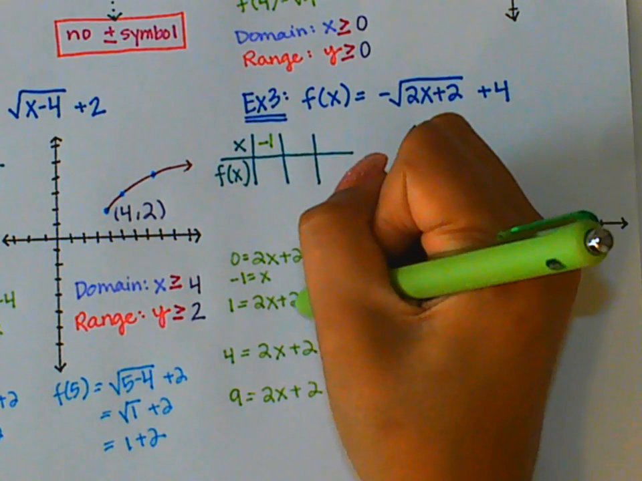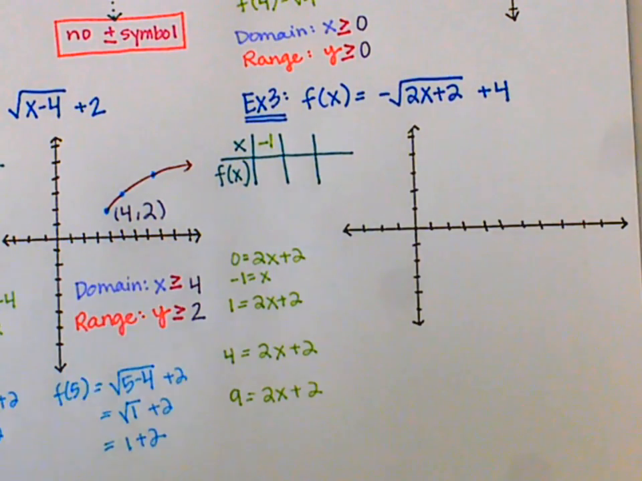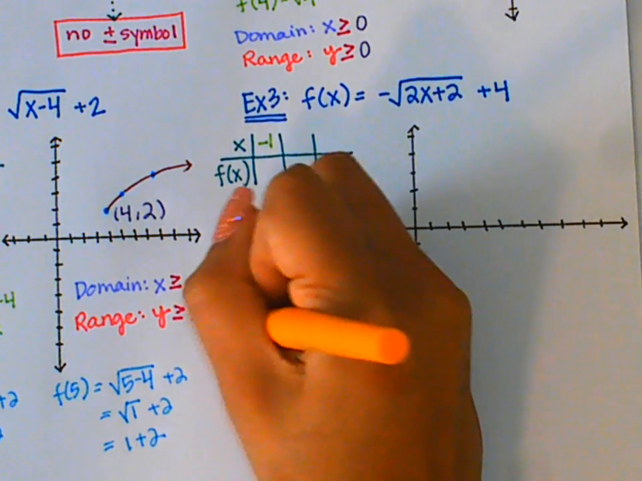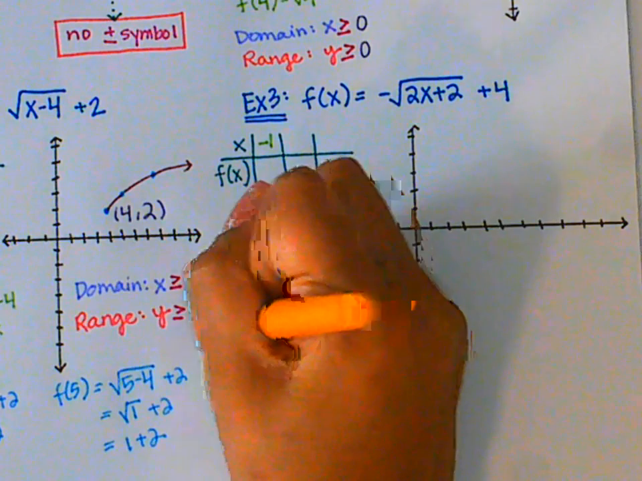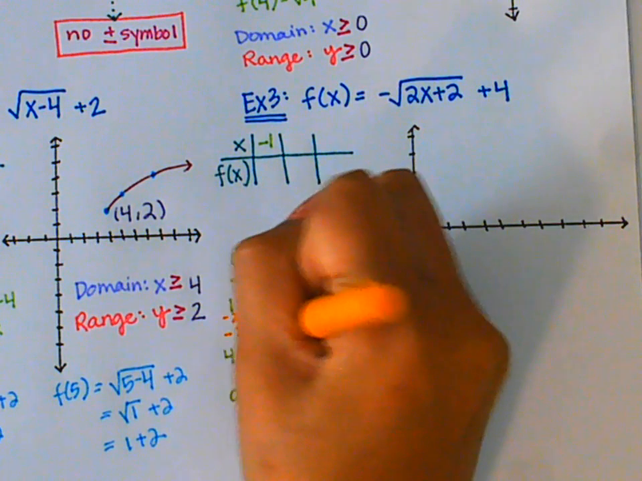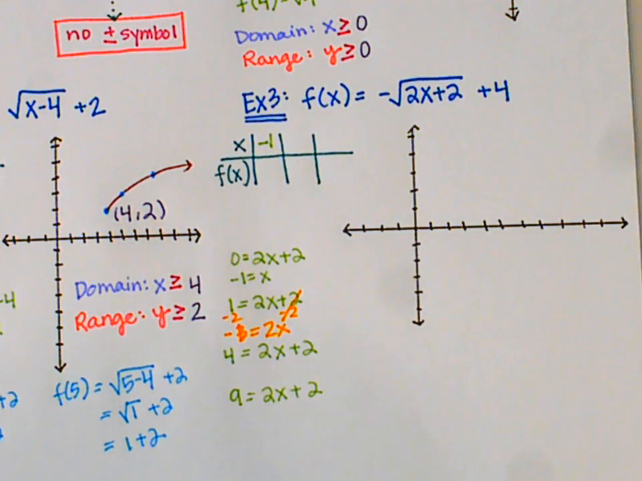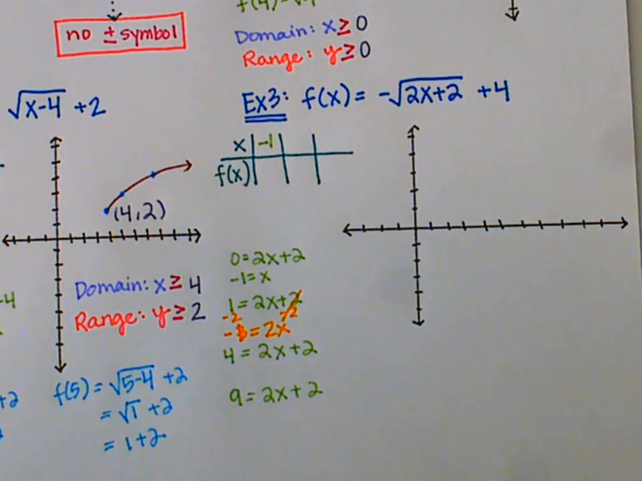Move this over. I'll do the steps on this one. So move this over. That cancels this out, and I am left with -1 is equal to 2x. Well, that's going to give me a fraction, so I don't even want to deal with that one. I'm just going to move on to the next one.